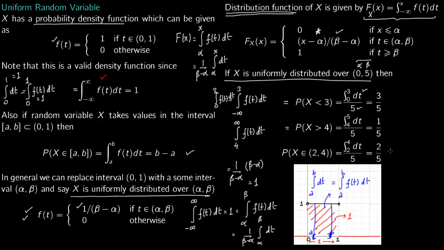X lies between 2 and 4. You can say this is integral from 2 to 4 f of t dt. But again f of t is 1 over beta minus alpha because we are lying in the interval 0 to 5. So again 5 minus 0 gives you 5. So f of t is nothing but 1 over 5, which it has been in this case also. It has been 1 by 5. So it comes out, you are left with integral from 2 to 4 dt over 5. And that is the example on uniform random variable.